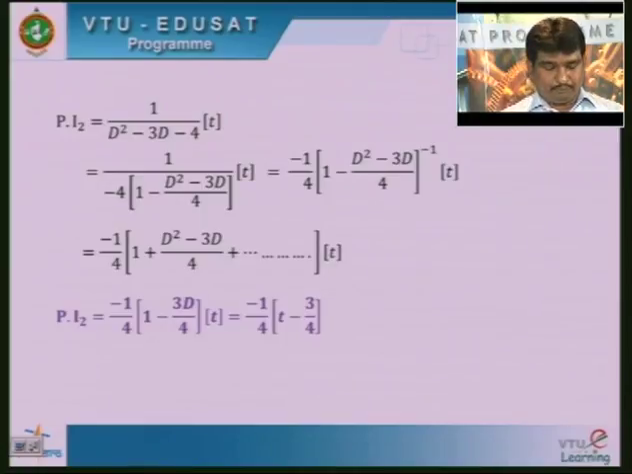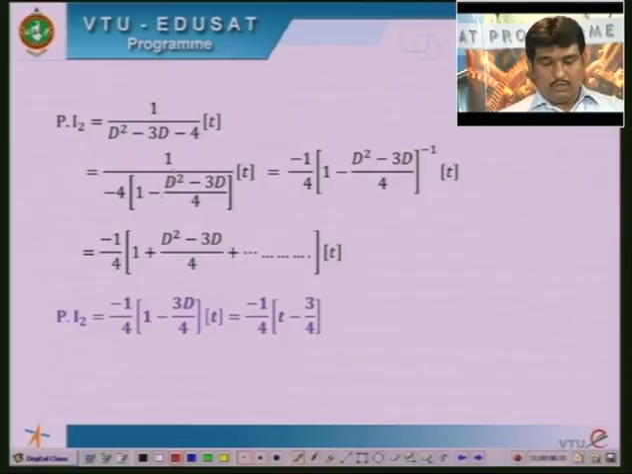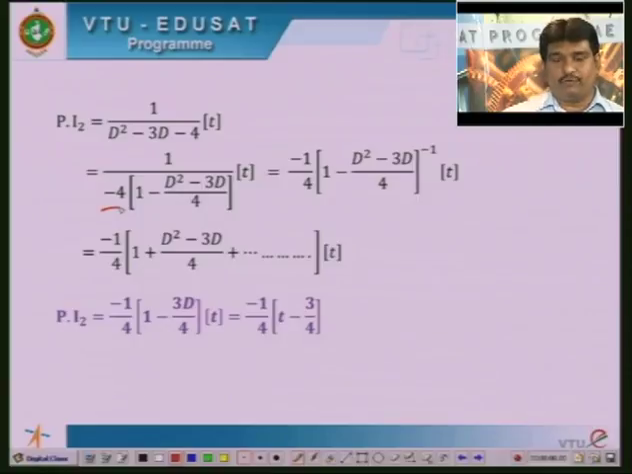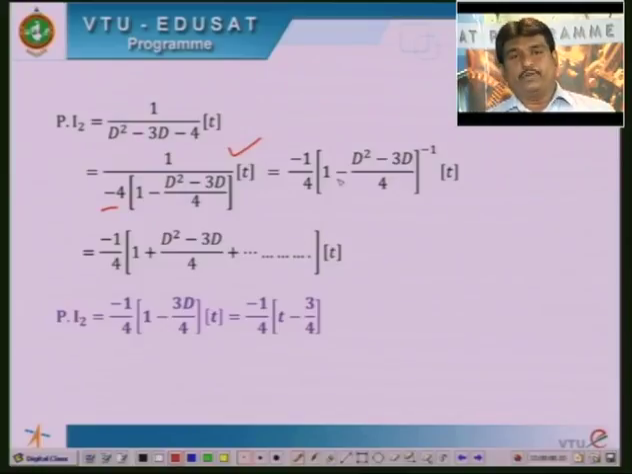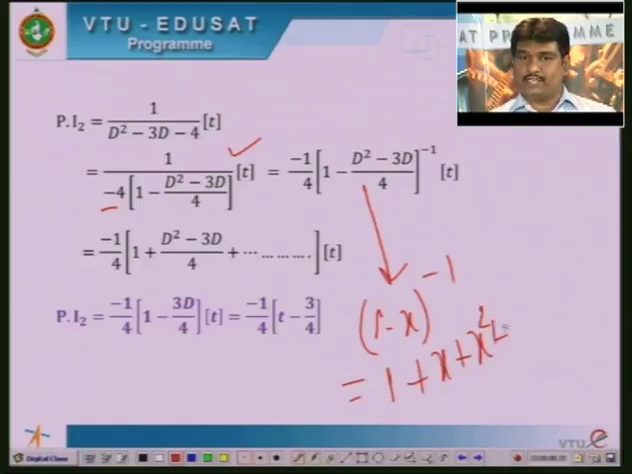So take minus 4 outside, then this becomes 1 divided by, when you take minus 4 outside, 1 by minus 4, 1 minus D square minus 3D divided by 4 operated on t. Take this to the numerator, it is minus 1 by 4, 1 minus D square minus 3D divided by 4 whole to the power of minus 1 operated on t. Now expand it. This is 1 minus x whole to the power of minus 1 expansion, which is equal to 1 plus x plus x square plus x cube and so on.